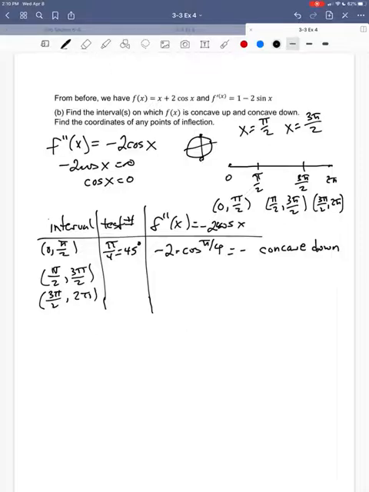Between pi over 2 and 3 pi over 2, well, right in between there would be 180 degrees, or pi.